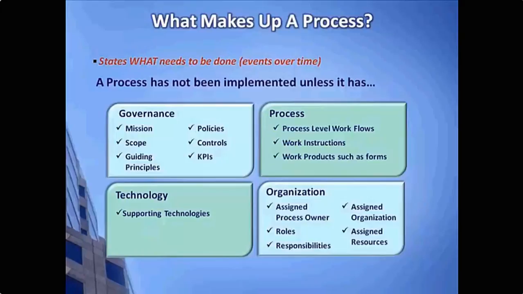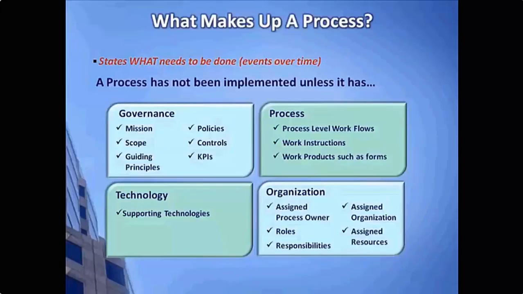Under governance, we're looking at process items such as mission and scope, guiding principles, policies, controls, and our measurements such as KPIs or even critical success factors if you have those. Under the process piece, we're looking at all the typical things you'd expect to be in a process: workflows, work instructions, products such as forms, reports, inputs, and outputs. Technology, we might be looking at tools or any other supporting technologies that we will use to automate and enforce the process that we're implementing.